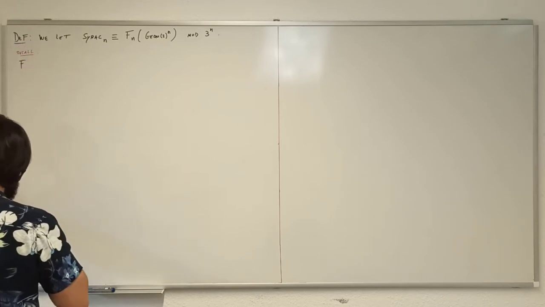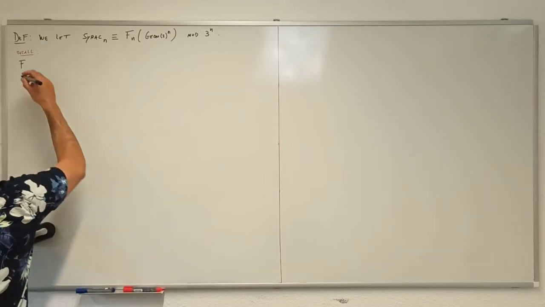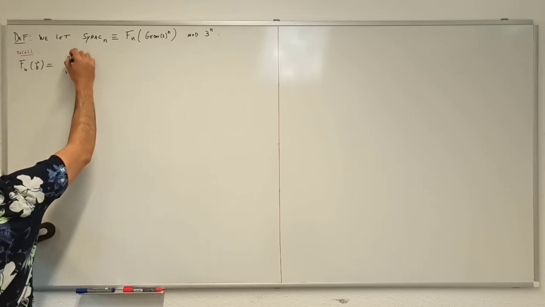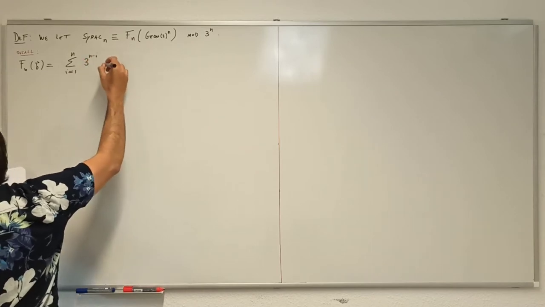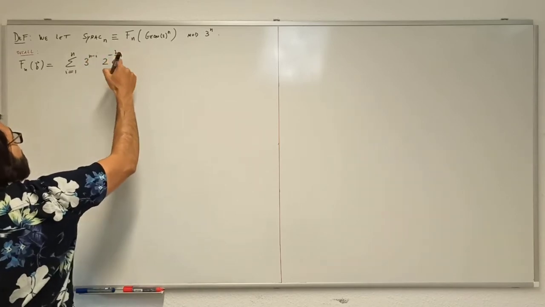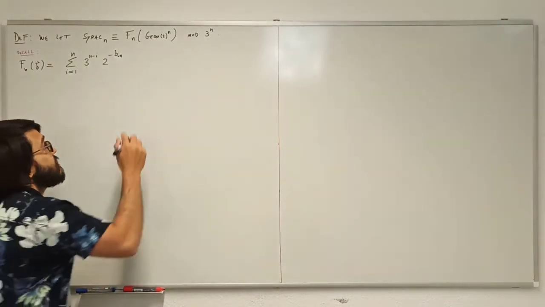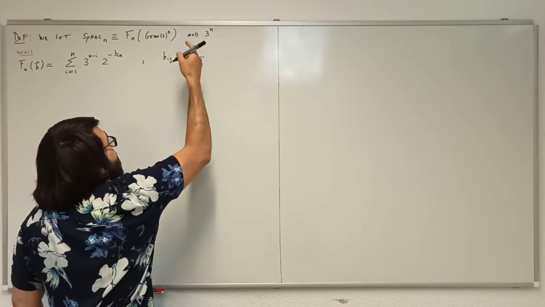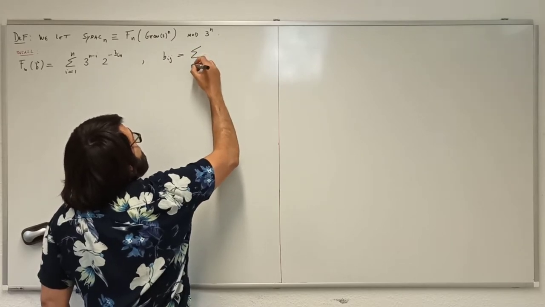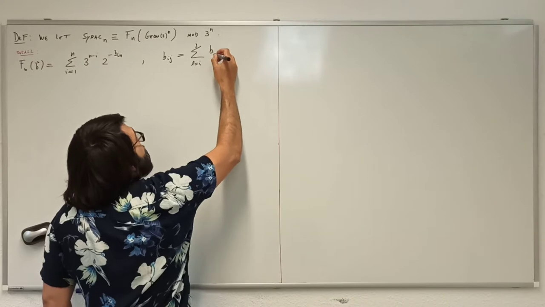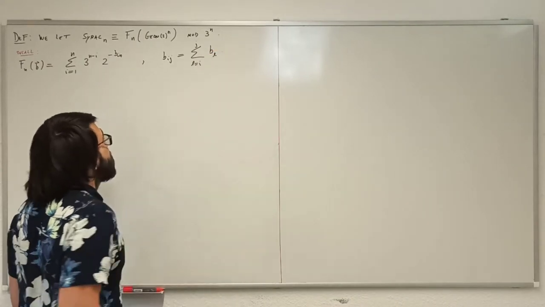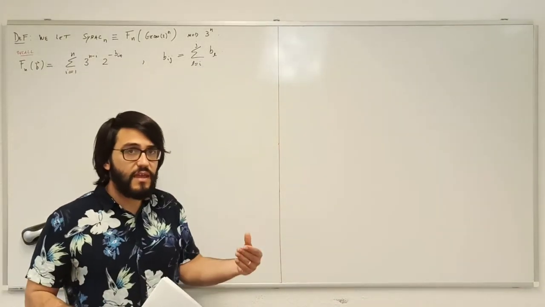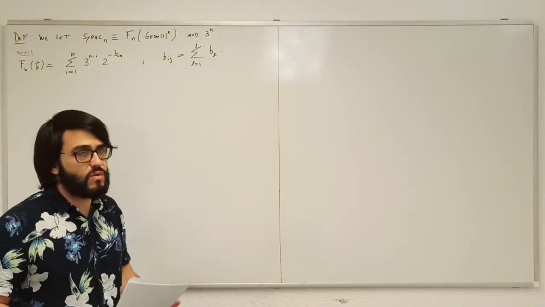So let's recall. F_n of a vector b is the sum from i equals 1 to n of 3^(n-i) times 2^(-b_[1,i]). Again, b_[i,j] is by convention, given a vector b, just the sum over l from i to j of the entries of the vector. Okay? So that was the function F_n, and this was involved in the computation of the n-th iterate of the speedup or Syracuse Collatz map.